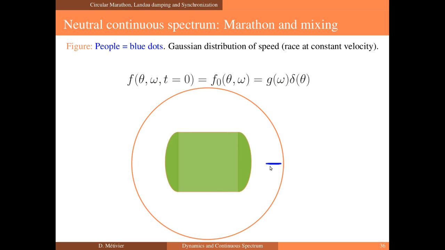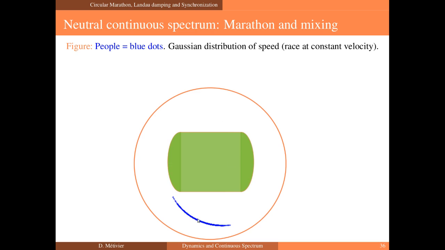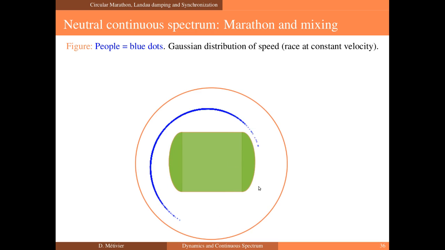Remember that each runner runs at a constant speed given by its omega. If I let the system evolve, the one that runs the fastest I put at the right, and the one that runs the slowest at the left. So basically, as we could expect, the ones that run faster are in front of the others. If you let the system evolve, you see this line is kind of stretching. This you can kind of expect.